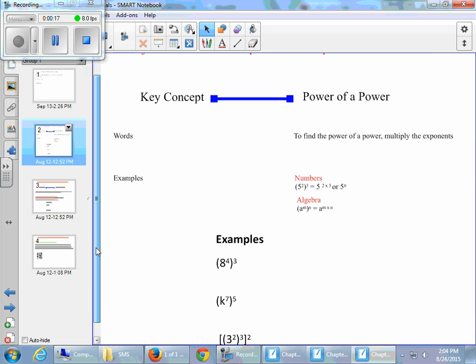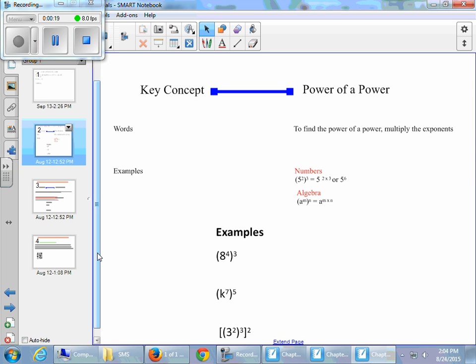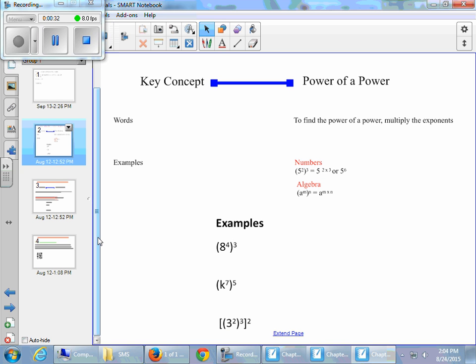Our key concept for this lesson is power of a power. Words: to find the power of a power, multiply the exponents. Looking at the example, it's 5 to the second, and then all that's to the third power. The base stays the same, and you just take 2 times 3, which is 6, so 5 to the 6th power. In algebra terms, you have a to the m power in parentheses to the nth. Base a stays the same. You take your m times your n.